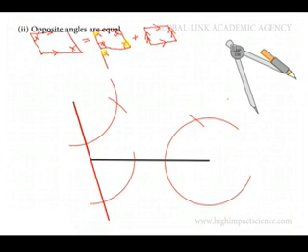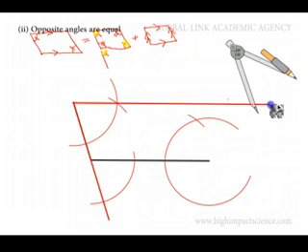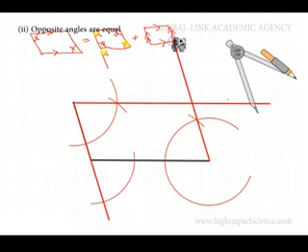So draw that upper line through here, and the right one through this intersection. There is the figure.